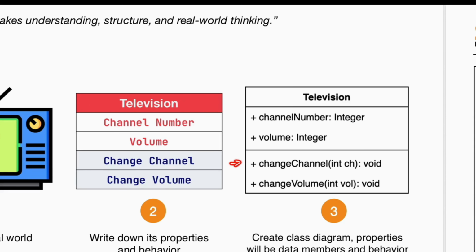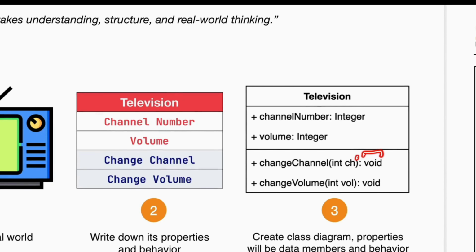Third row represents the behavior or actions which can be performed on a television object. In programming, we show actions or behavior with the help of functions. Here again, plus means public. This is the name of my function and this is the parameter list of my function. After the colon, we show the return type of a method. In this case, the return type of the method is void.